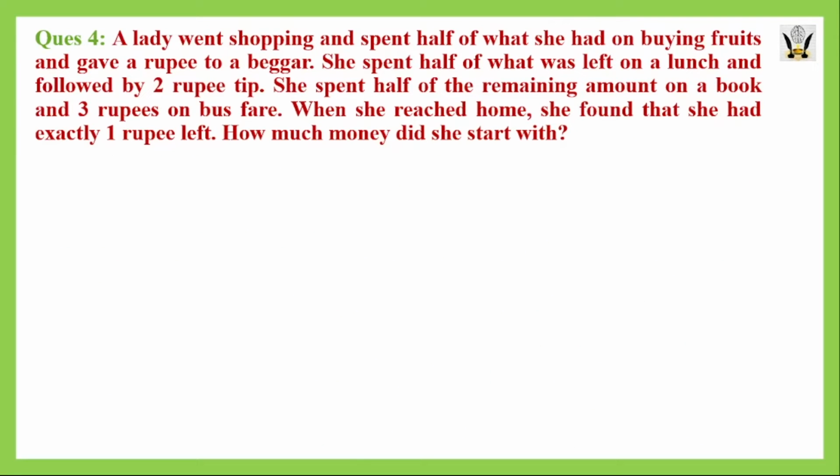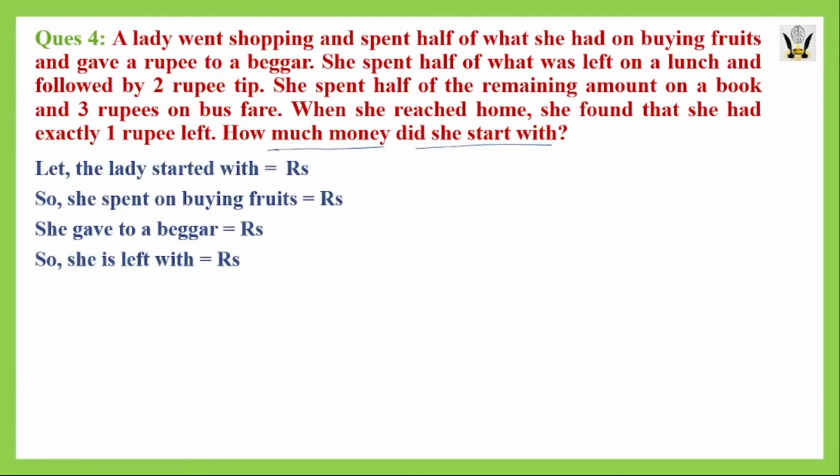Next, we have a problem sum which looks apparently a bit more complex than the other problem sums that we have solved so far. As per this problem statement, a lady went shopping. She spent half of what she had on buying fruits and gave a rupee to a beggar. So we don't know how much she went shopping with. There are other statements that we'll go through later on. Finally, what we have to find is, how much money did she start with? So we have to assume how much money she went shopping with.